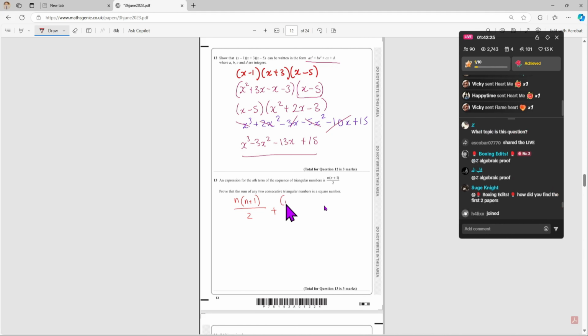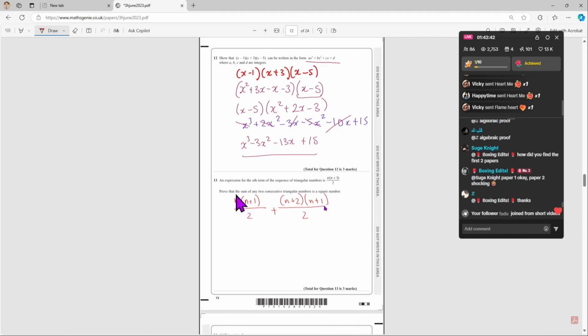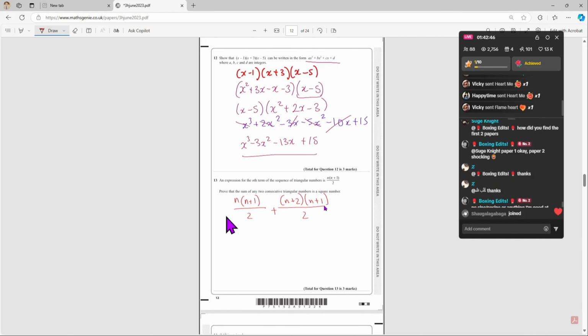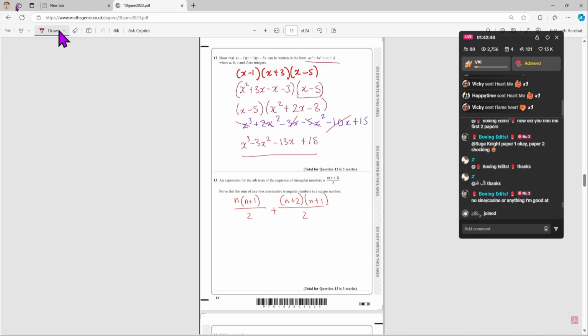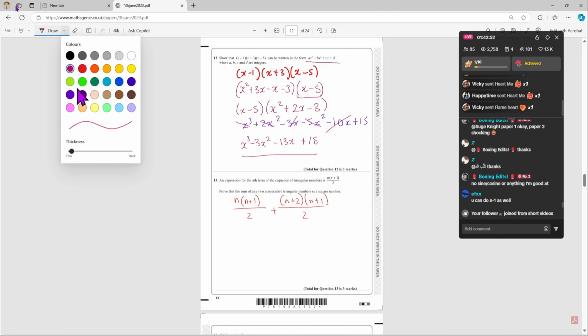So we're going to do n plus 2 times n plus 1 over 2. Because you notice that consecutive triangular numbers go up by plus 1, then plus 2, then plus 3, then plus 4, plus 5, plus 6, okay? Now, to prove that, we have to add these two fractions up to prove that the sum of two consecutive triangular numbers is a square number. So once we have done that, we have to expand our numerators, okay? Expand our numerators.